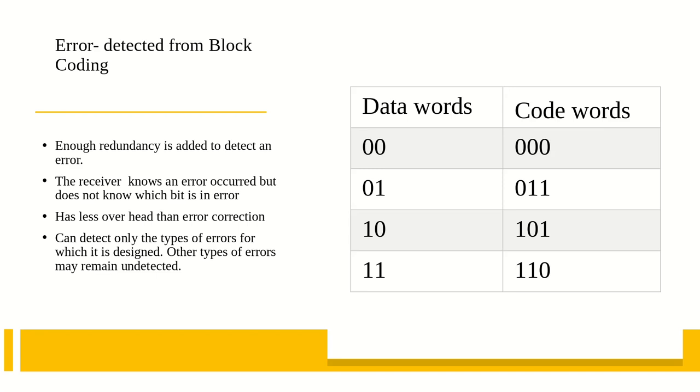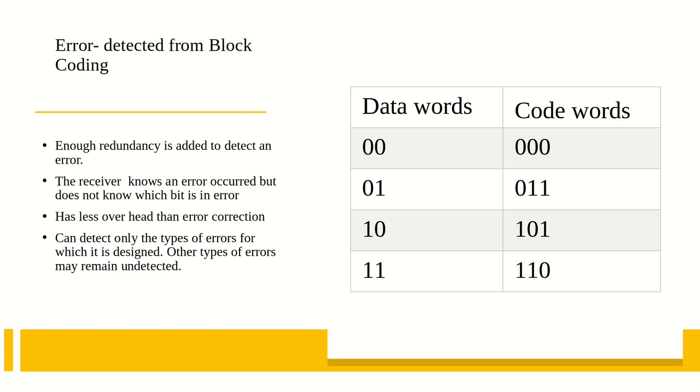This concept is designed but can only detect the types of errors for which it is designed. Other types of errors can't be caught. So the receiver can detect a change in the original code word when the following conditions are met. The receiver has a list of valid code words. We can see in the slide. The original code word has changed to an invalid one. So if it is changed, you can say that there is an error.